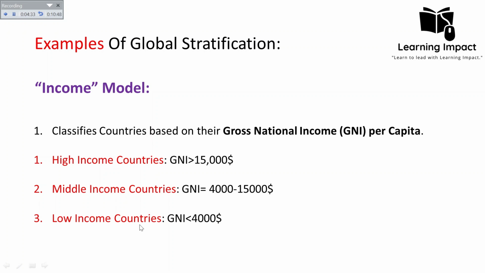So this is the income model, which actually gave us a relatively more scientific explanation of global stratification as compared to the three worlds model. So these two are the examples of global stratification.